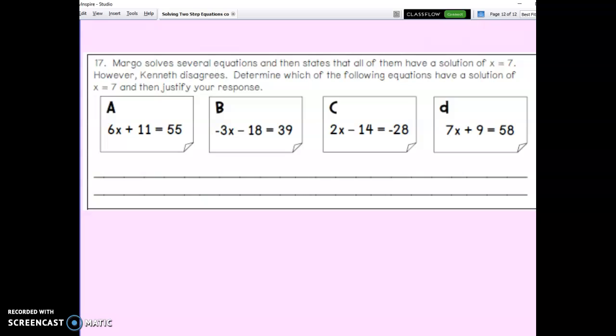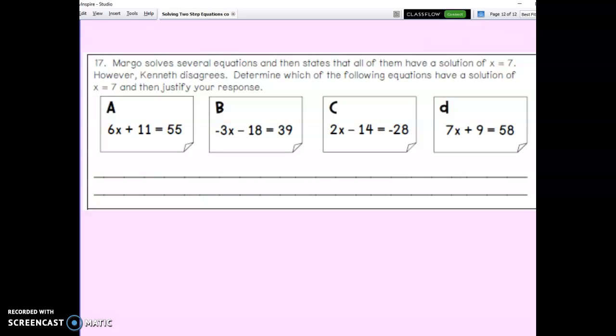I want you guys to try this one on your own before you come back to the video to check your work. So go ahead, hit pause, work through this problem, and then come back and double check your work. Okay, so welcome back. We are now going to just tackle this problem together.